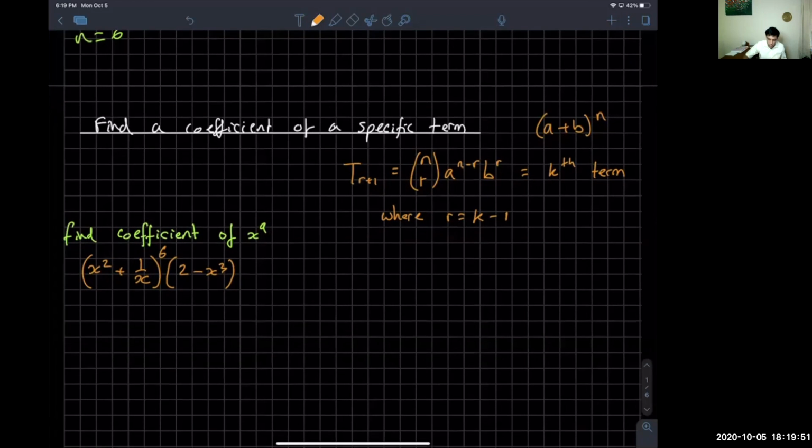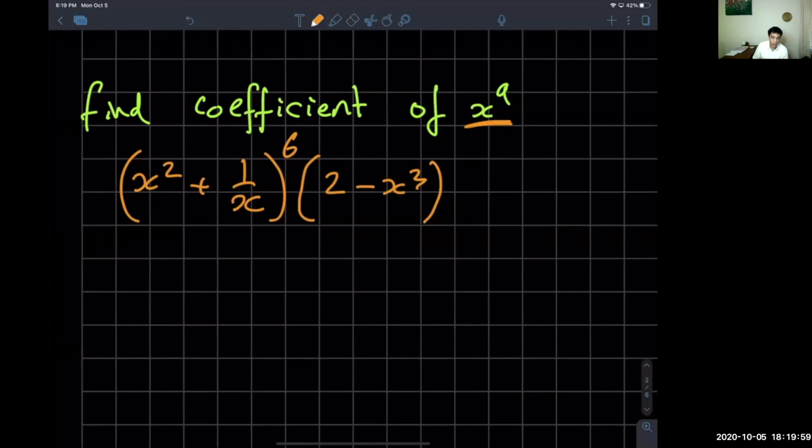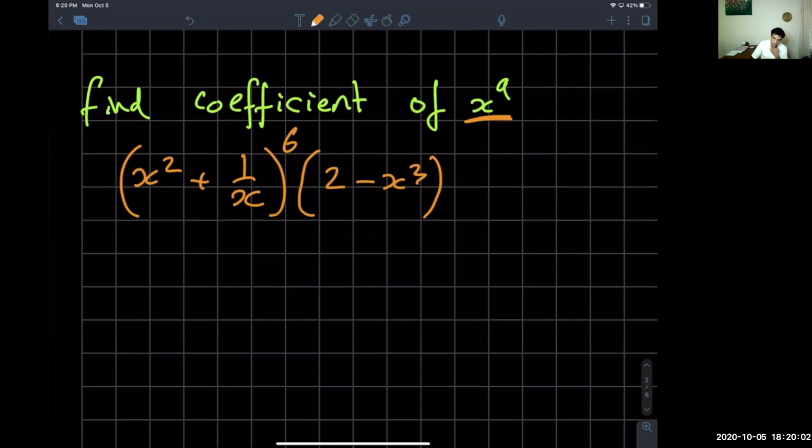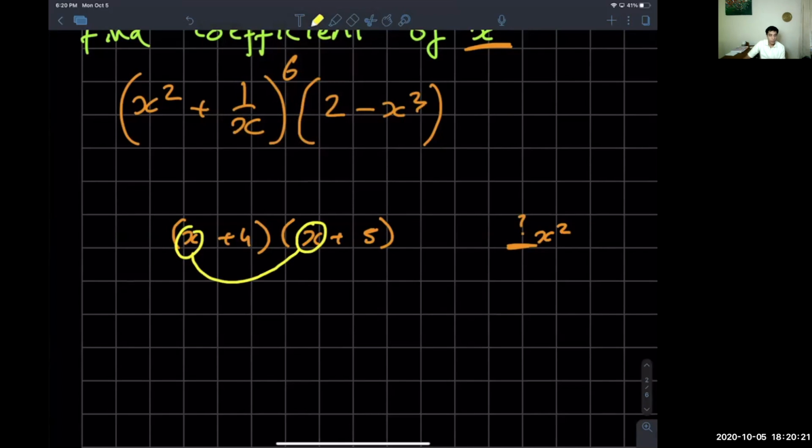This is where it gets really tricky. If you have this equation, they want the coefficient of the x to the power 9 term. So let us simplify this. Let's say I have x plus 4 and x plus 5. I want the coefficient of the x squared term. To get this, it's just this multiplied by this. This and this do not even matter because you'll only get x squared when you multiply x by x. Therefore, the answer is 1, correct?